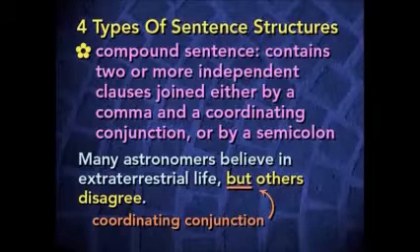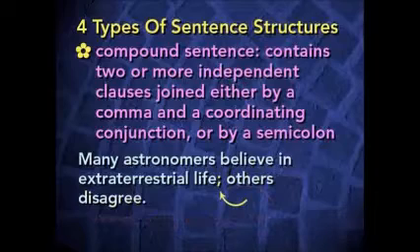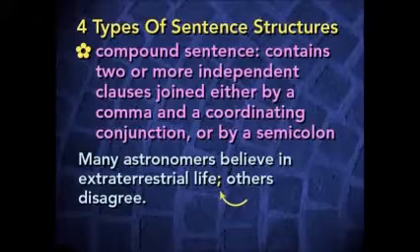Now remember, we said there's another way of creating a compound sentence, and that is to use a semicolon in place of the comma and the coordinating conjunction. So this sentence would also be correct if it read as follows. Many astronomers believe in extraterrestrial life, semicolon. Others disagree. This would also be a correct way of creating this compound sentence. The point, a compound sentence consists of two independent clauses, and there are two alternative ways of joining them to make a single sentence. So that's our second type of sentence, simple sentence and a compound sentence. Now for the third type.